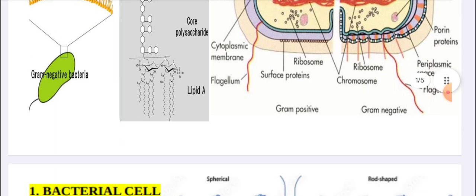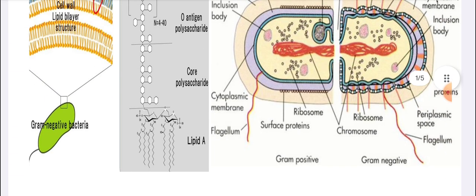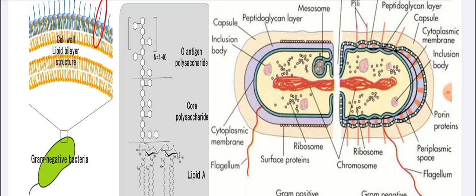70S. Okay. That's the classification for bacterial ribosomes. Yes. The S stands for Svedberg units. It's a measure of how fast a particle settles in a centrifuge, which is basically a proxy for size and density. Bacteria have 70S ribosomes. Humans, on the other hand, have 80S ribosomes.